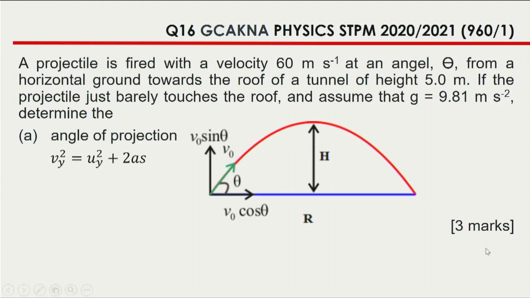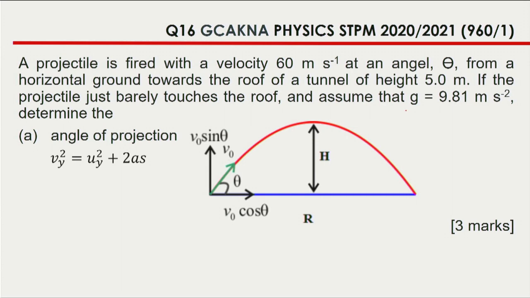Now we look at the example problem, question number 16. Let's read it together. A projectile is fired with a velocity of 60 meters per second at an angle theta from a horizontal ground towards the roof of a tunnel of height 5 meters. If the projectile just barely touches the roof, and assuming g equals 9.81 m s^-2, determine the angle of projection.